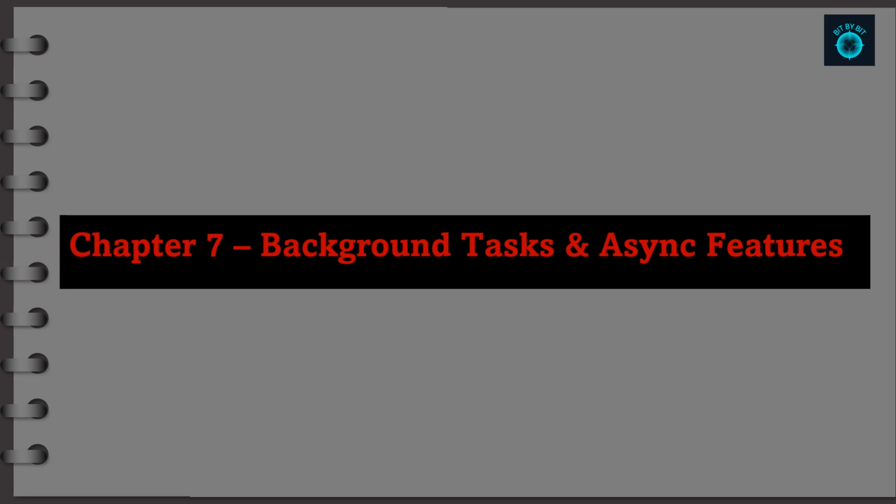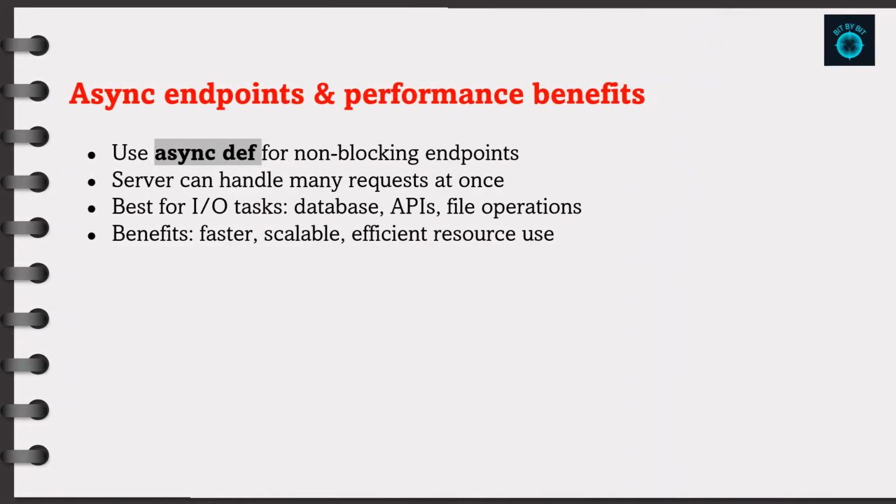Chapter 7. Background tasks and async features. Async endpoints and performance benefits. In FastAPI, we can define endpoints as asynchronous using async def. Asynchronous means the server does not wait idly when one task is paused. Instead, while one task is waiting for input or output, such as a database call or a file read, the server can start working on another request.